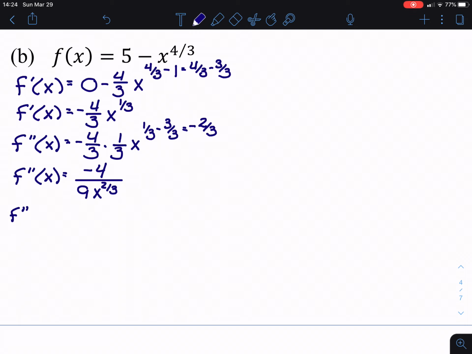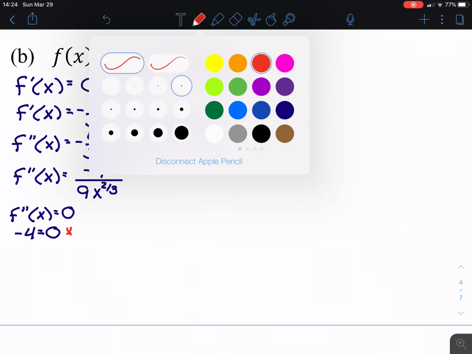Okay, so remember to find my partition numbers or my critical values, I need to see where the second derivative is equal to 0. And remember that when I have a fraction, the second derivative is going to be equal to 0 when the numerator is equal to 0. So that means I have to find a case where negative 4 equals 0. That doesn't happen, so there are no places where the second derivative is equal to 0.